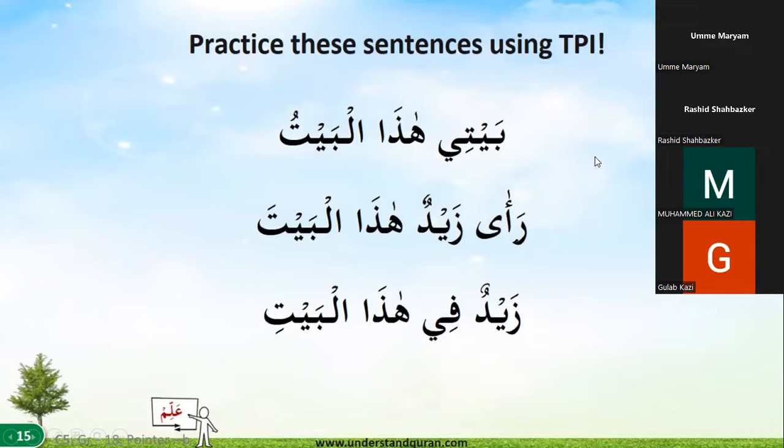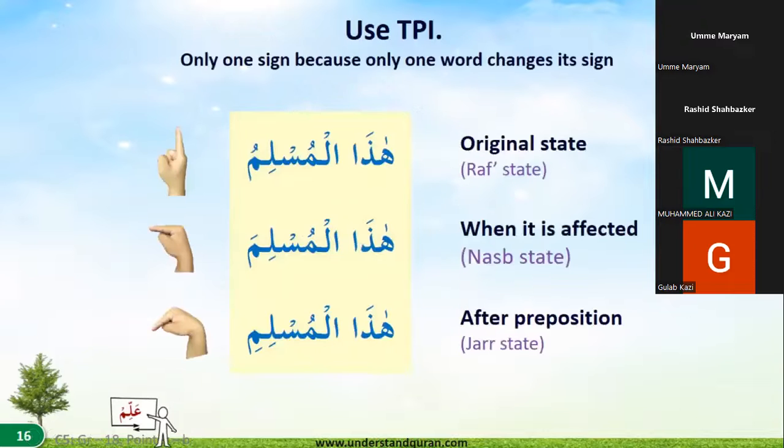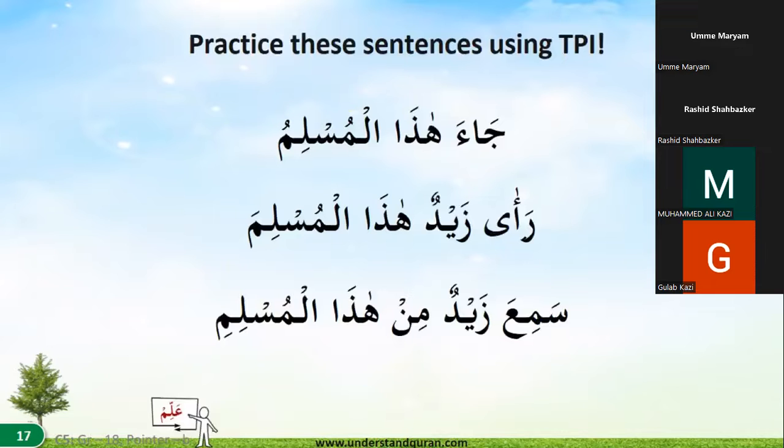So these are the different states with the isme ishara and the noun. If you say muslimu, hazal muslimu is the rafa state, hazal muslima is the nasab state, and hazal muslimi is after jar. So this is how the ishara and the noun will work together. Practicing these sentences: ja'a hazal muslimu, this Muslim came.